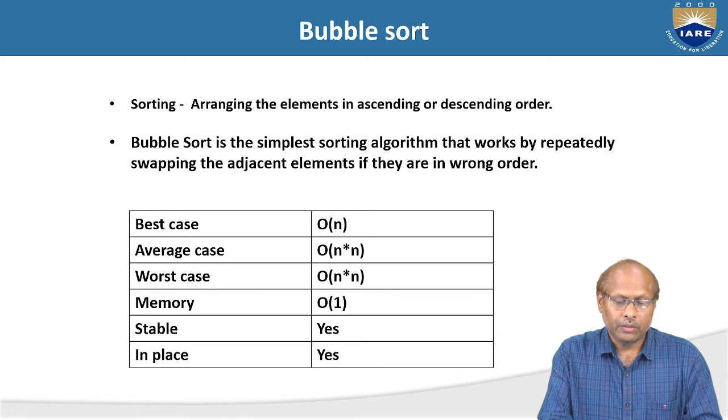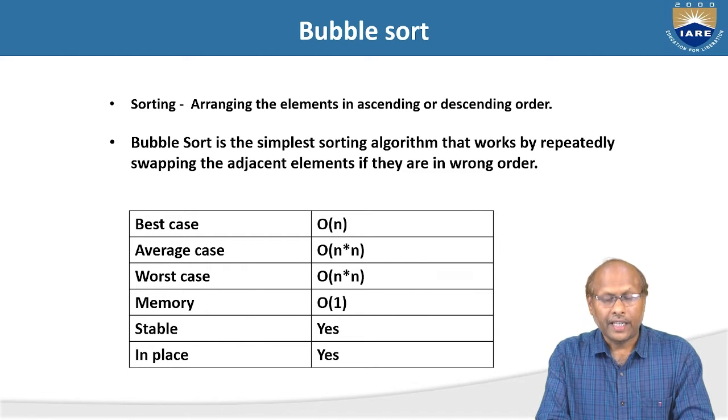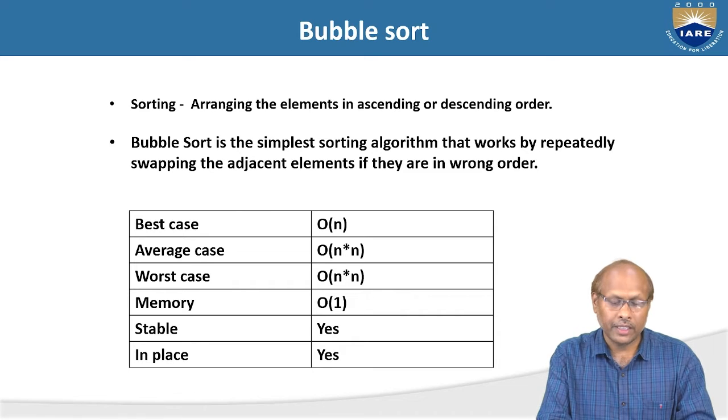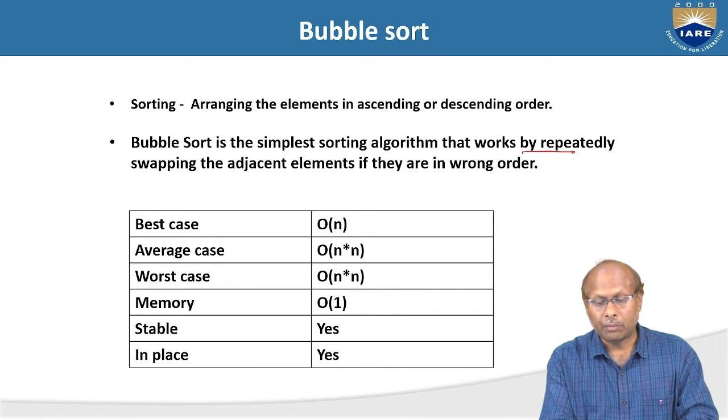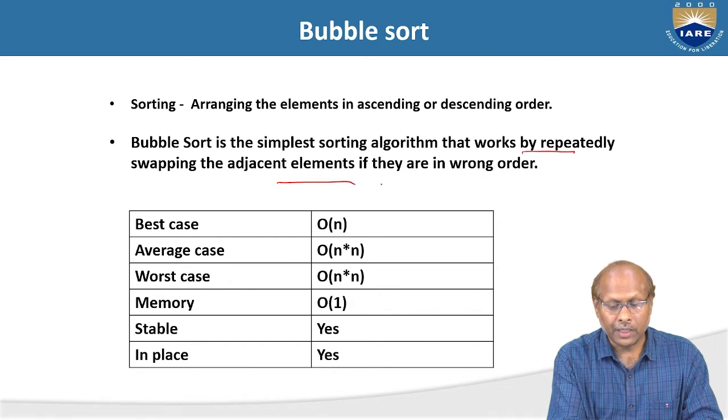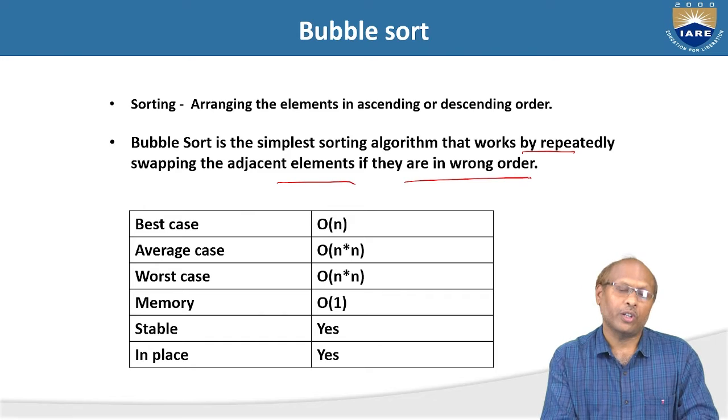First of all, you should know what sorting is. Arranging the elements in ascending or descending order is called sorting. So bubble sort you can apply either for ascending order or descending order. Bubble sort is the simplest sorting algorithm. It works by repeatedly swapping the adjacent elements if they are in the wrong order.